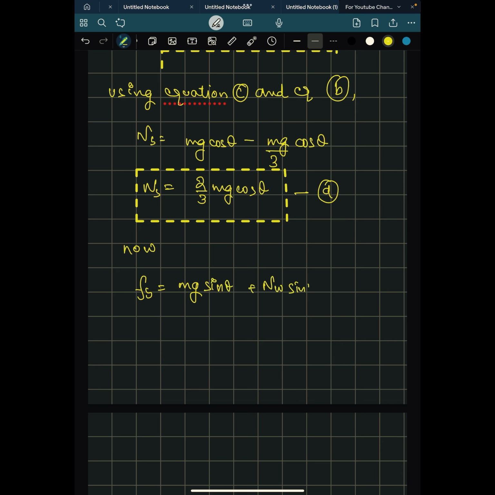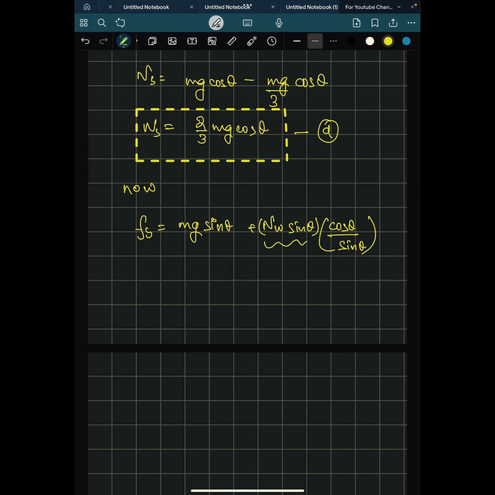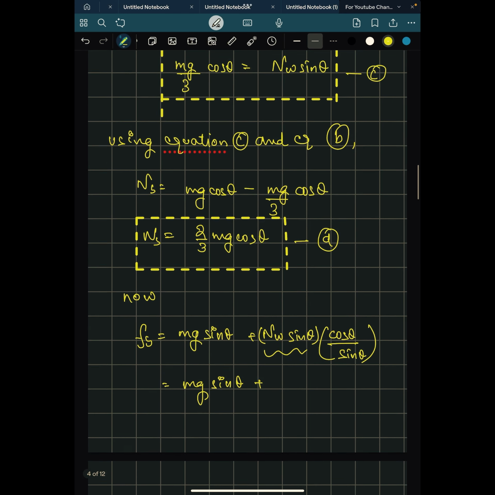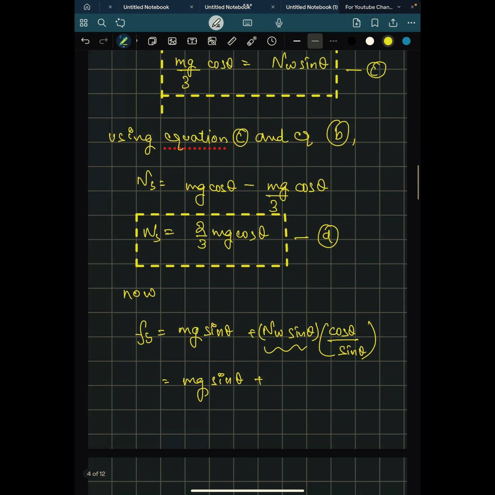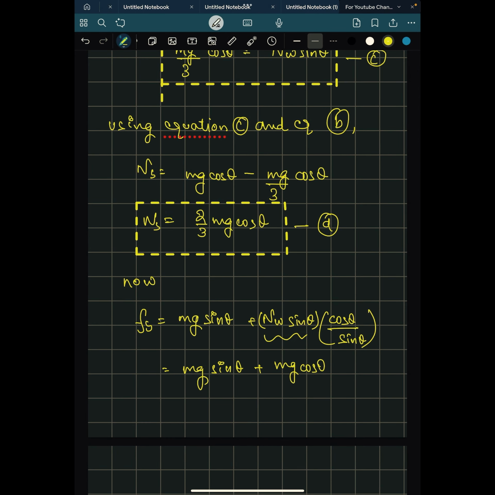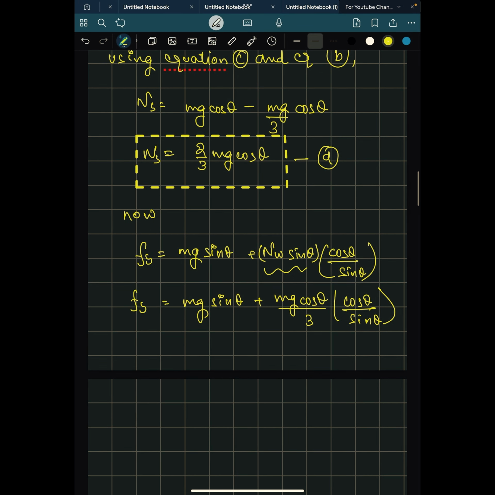Nw, let's call it Nw cos theta, right? So now what we do is we know its value, so we will just put it here. So Nw sin theta is mg cos theta by 3, and this is again cos theta by sin theta. This is Fs. This is equal to mg sin theta plus mg cos square theta by 3 sin theta.